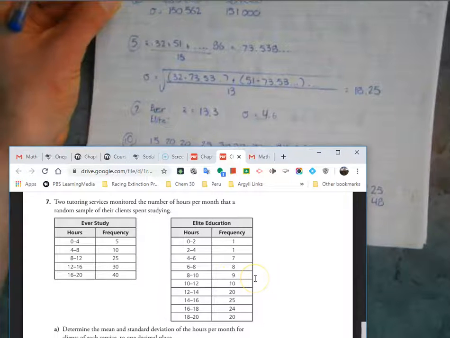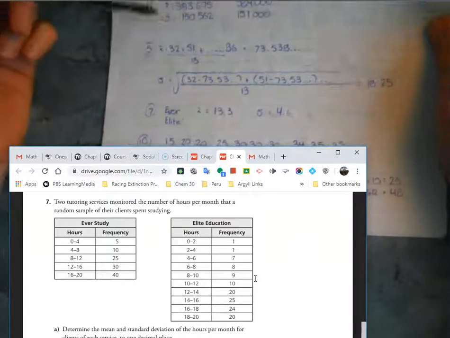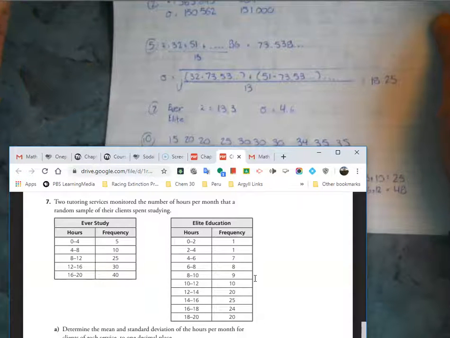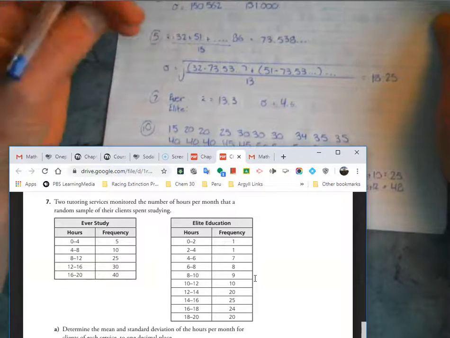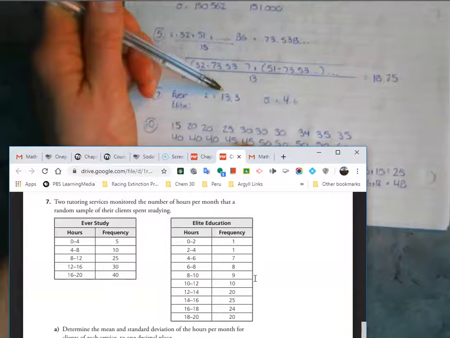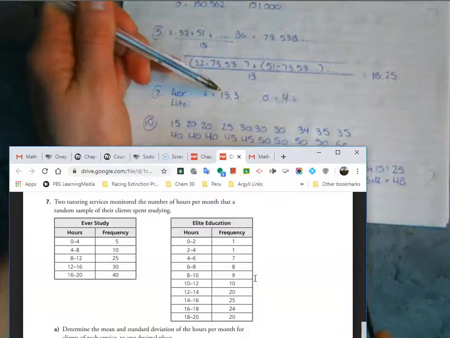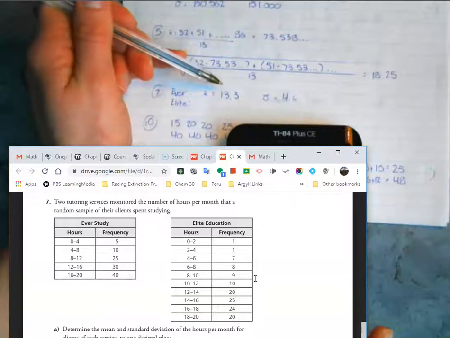Okay, question number 7 was the next one. You're given these tutoring services, monitoring the number of hours per month that a random sample of their clients spend studying. With this one, I basically went through and did the exact same thing as I did in, let's see, what was that, question 2. I wanted to use my calculator to just do it quickly.